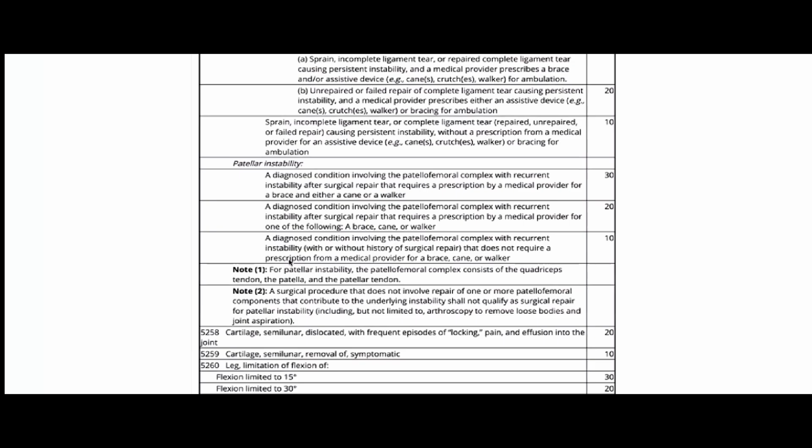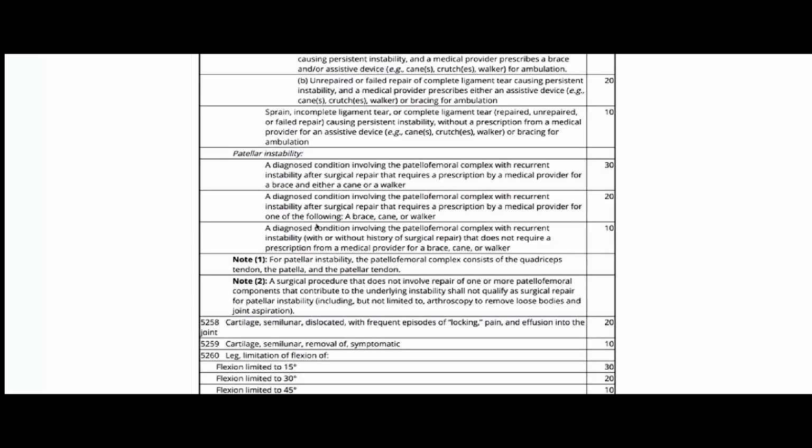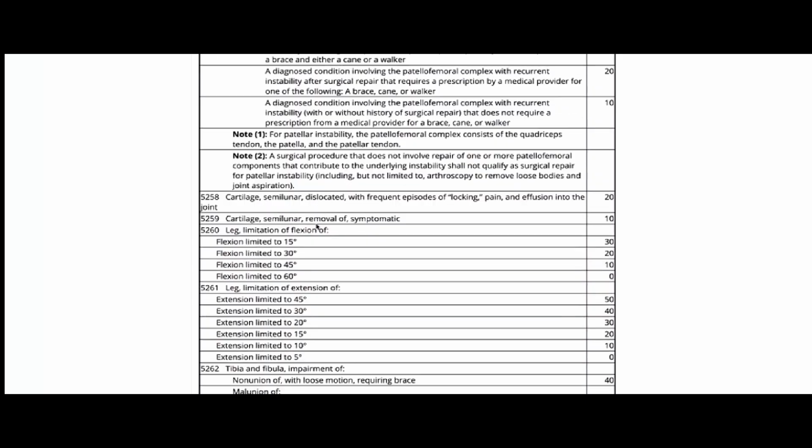If there's patellar instability, like we expressed before, your knee can be unstable. If that's the case, you start off at 10%, you can go from 10, 20, and 30 based on a diagnosed condition involving the patellofemoral complex with recurrent instability. That's 30%. Now, of course, range of motion is the name of the game, much like the back as well.